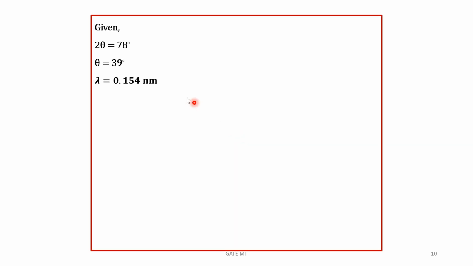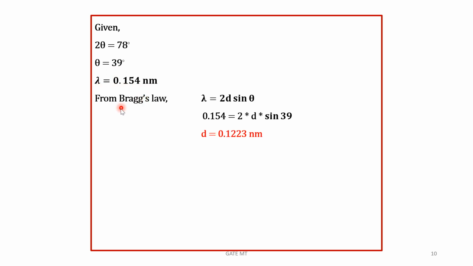So how do we actually solve? 2 theta is given, and theta is equal to 39 degrees. Lambda is equal to 0.154 nanometers. And from Bragg's law, as I mentioned, 0.154 is equal to 2 into d sine 39. On solving, d is 0.1223 nanometers. Is it clear up until here? Okay, I hope it's clear.